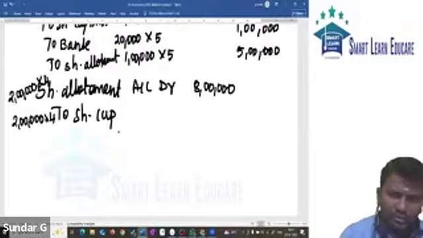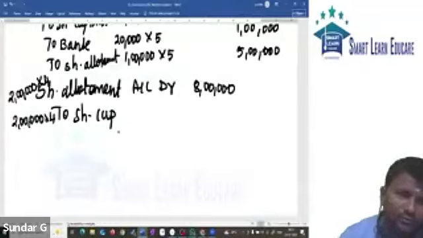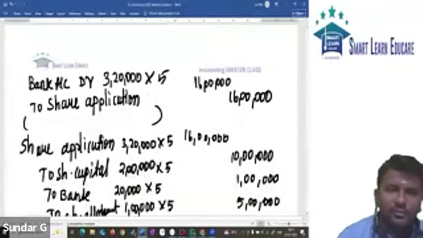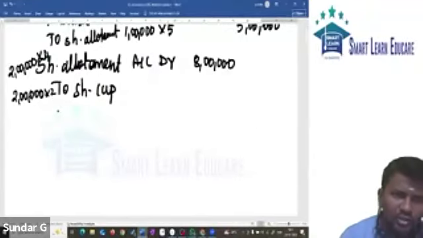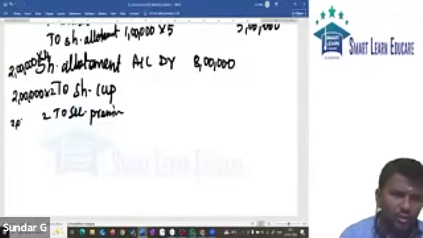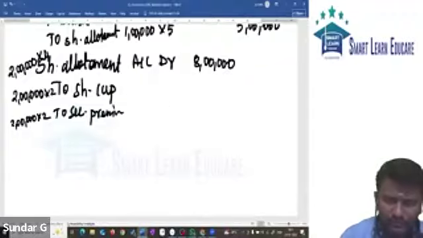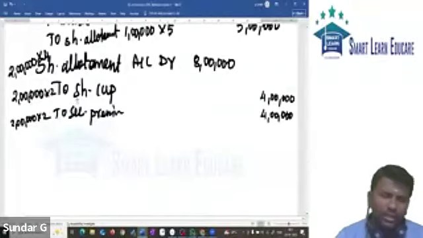See, you put 2 lakhs into 8, and then? 2 lakh into the total price for allotment, which is 4 rupees. Share capital should be credited with 2 rupees only, because securities premium credit should also be given. Securities premium should be credited with how much? 2, on 2 lakh shares. 2 lakh into 2 will give you 4 lakhs. That's all. Allotment due entry is over.